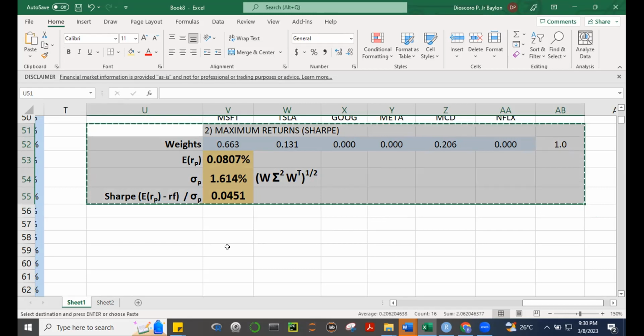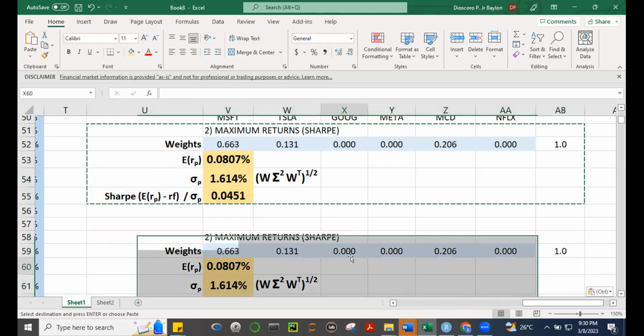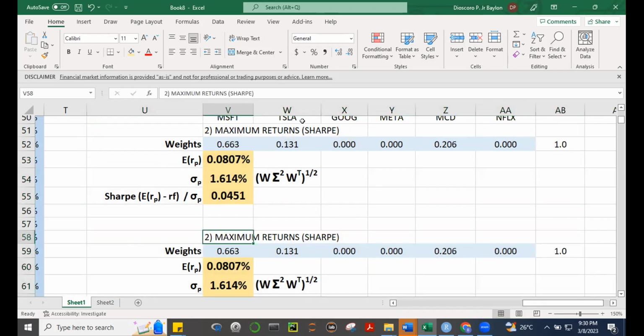I'll just copy this, Control C, and then paste it here again, Control V. Okay, you can have maximum returns, but with a minimum risk constraint: minimum with risk less than the least risky asset.